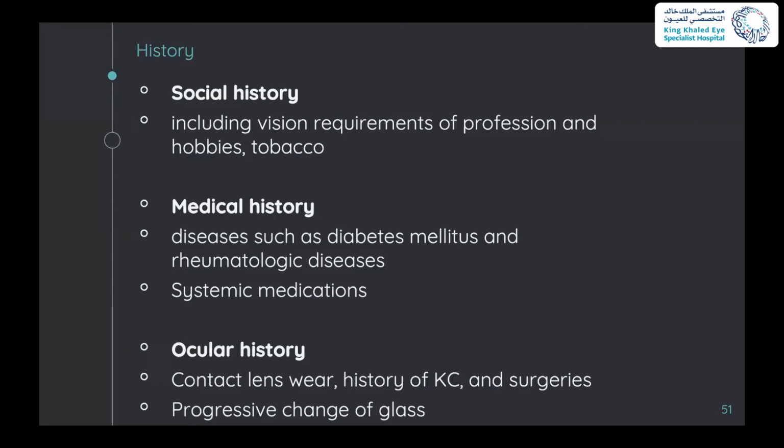Age is not the only factor that you should rely on for stability of refraction. Yes, above the age of 18, they tend to have more stable refraction. At the age of 21, it's even more stable. But this is not usually the case. You need to make sure that they're really having a stable refraction and they're not changing their glasses frequently.